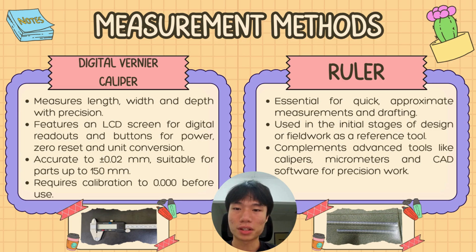It can be accurate up to 0.02 mm, which is suitable for parts that reach a length of up to 150 mm, and it requires calibration to zero before using. And the ruler is an essential and quick approximate measurement tool for drafting, and it can be used for the initial stages and design of our sketching, and it can help replace some parts that can be measured using the vernier caliper.